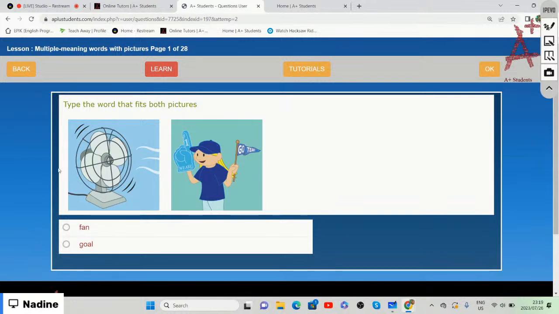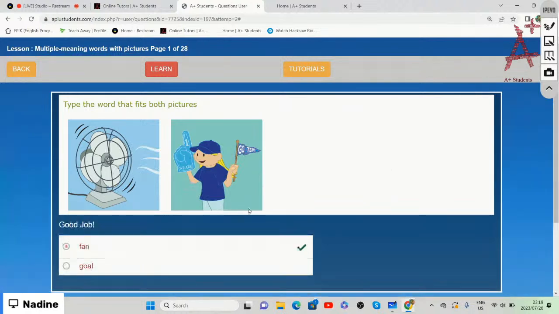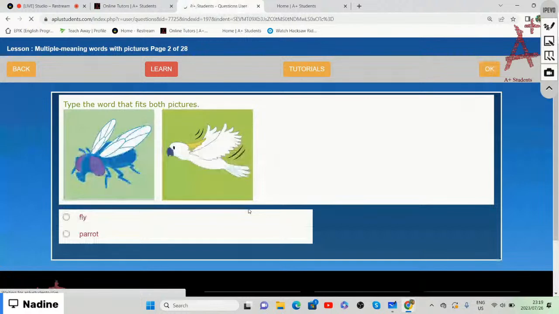The first picture is a little instrument that blows cool air, and then we have a girl that is supporting her favorite team. So which means that this is a fan. If you said a fan, then well done, because this is a fan. Good job. It is not a goal. So that is a fan.